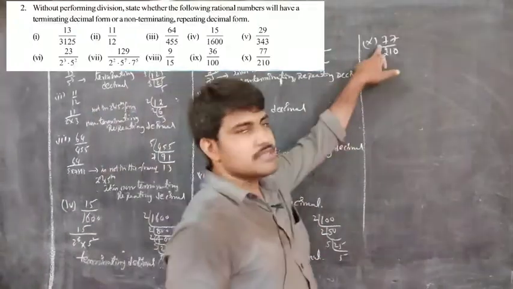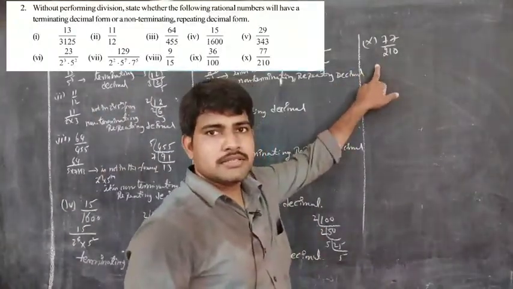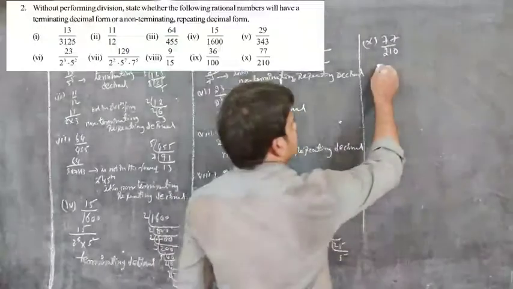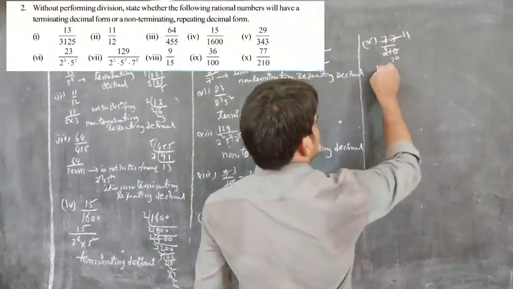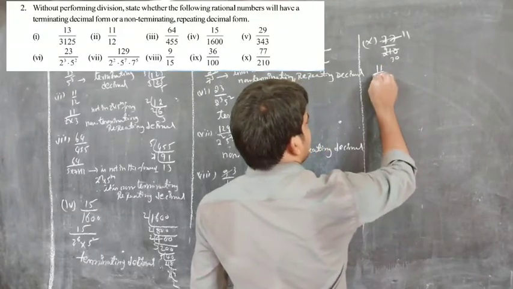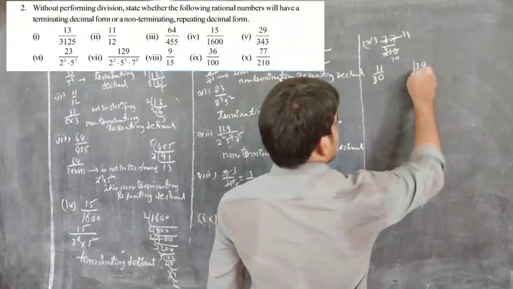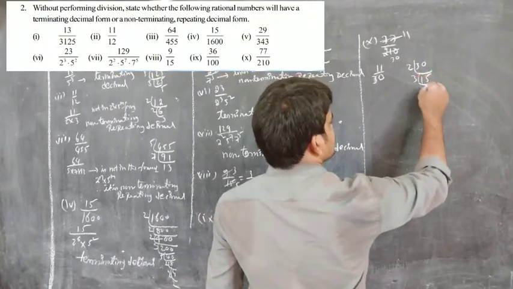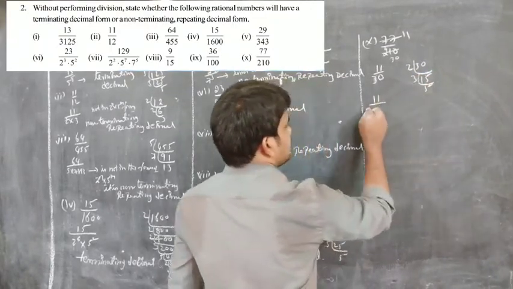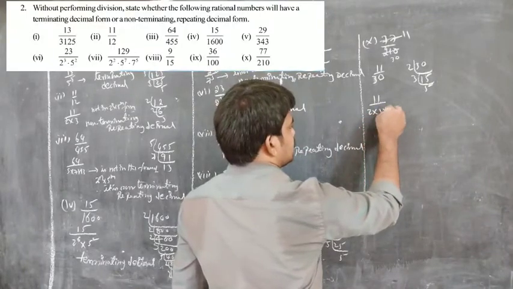Next, 77 by 210. 7 times 11 over 7 times 30 gives 11 by 30. 30 is written in the form of 2 15s, and 3 5s. So 11 by 30 is 2 into 3 into 5.